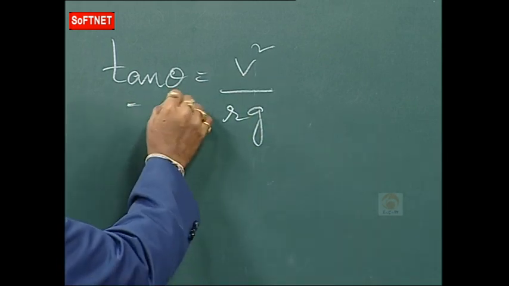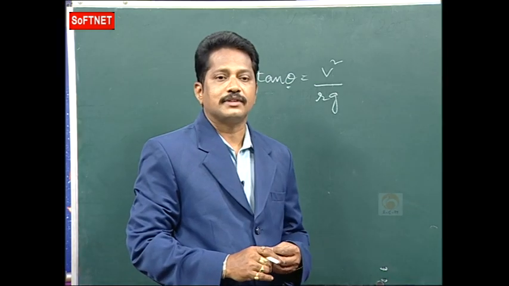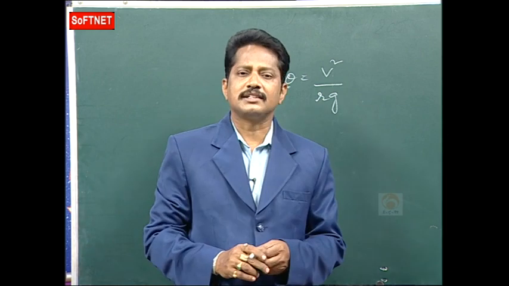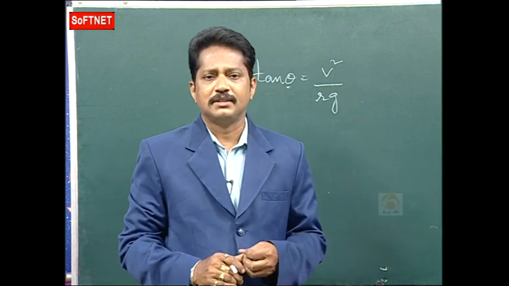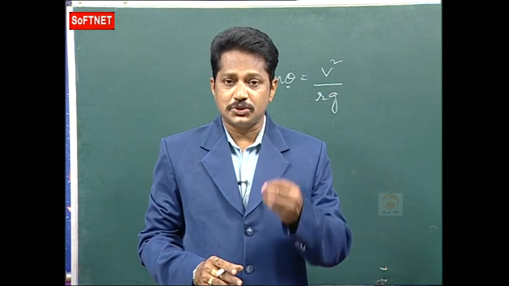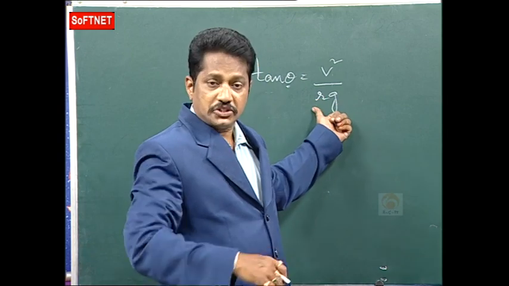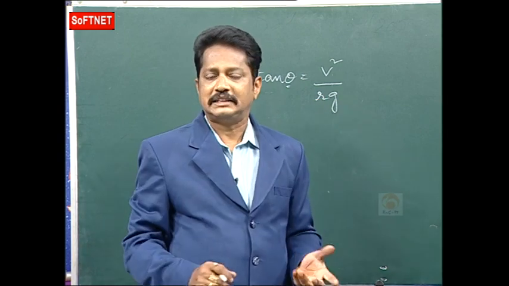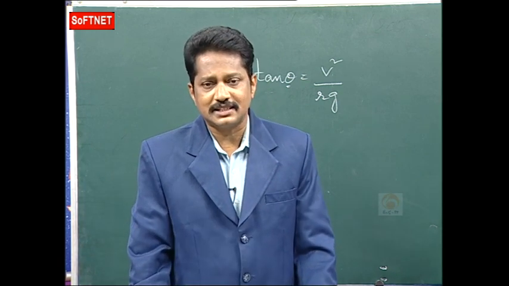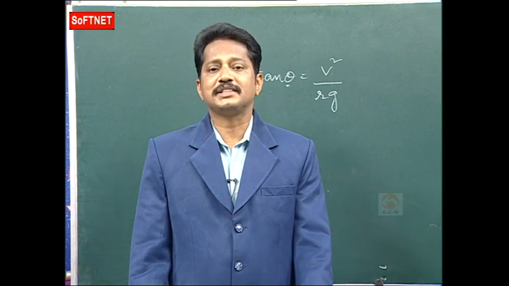This is a formula. This theta is called the angle of banking. Tan theta is equal to v square by rg. Very clear? From this you can understand so many concepts. When you travel in a curved path, the velocity should be less, the radius of curvature should be more, and the acceleration due to gravity is the same. Do you understand this? These are the precautions for when you are traveling in a curved path.